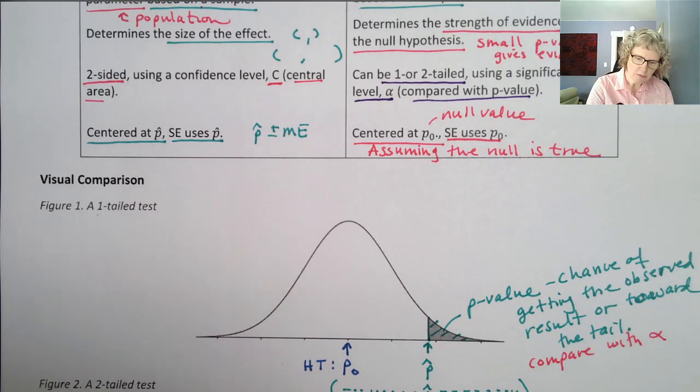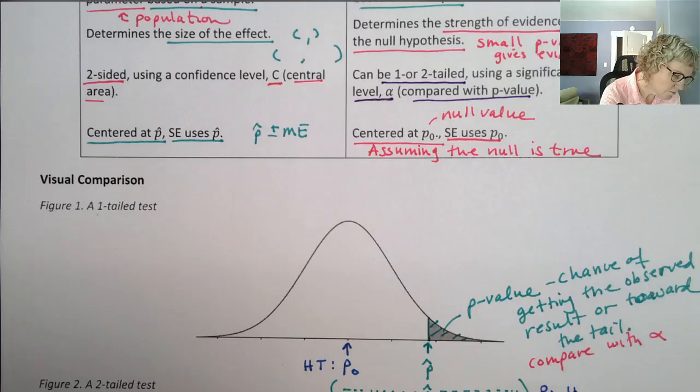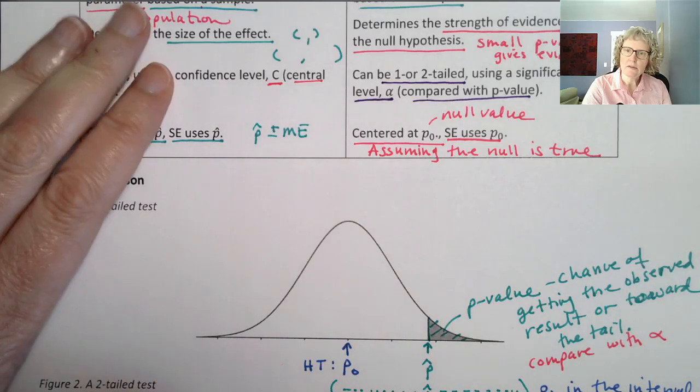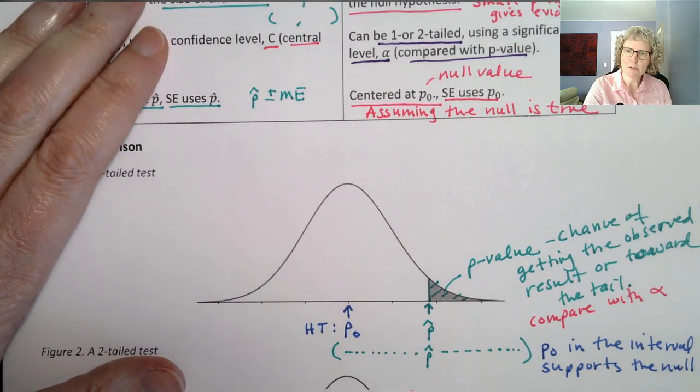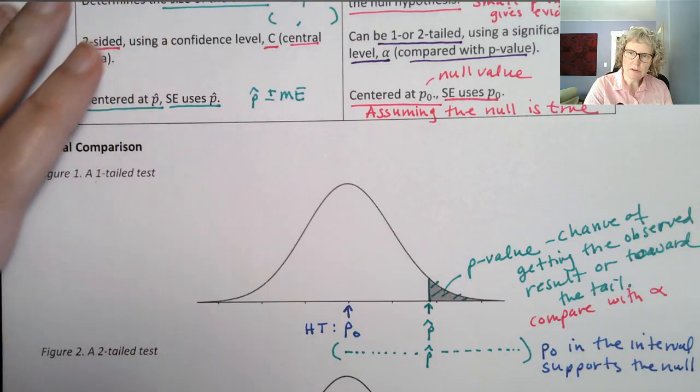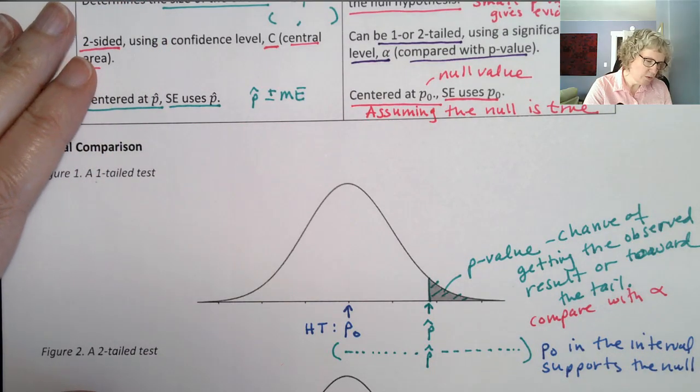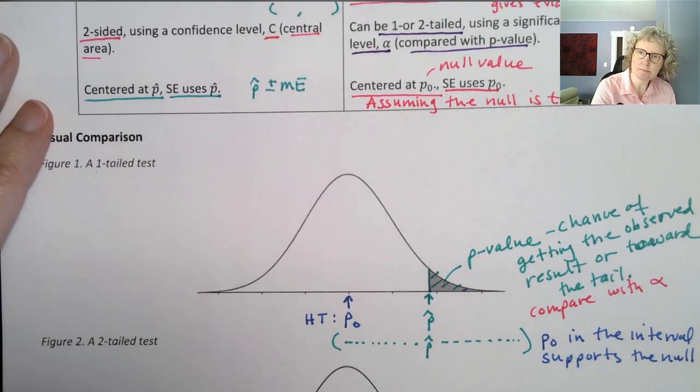So I'm going to write p0 in the interval supports the null. Sorry, I need to move this up a little bit. Supports the null, so then we would fail to reject.